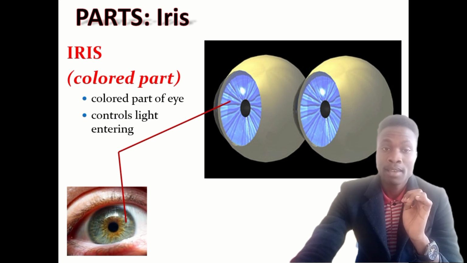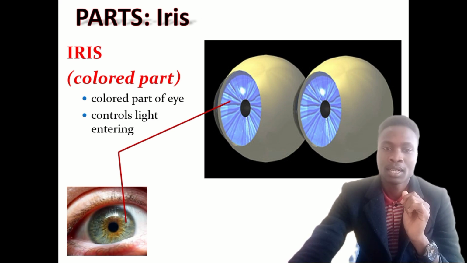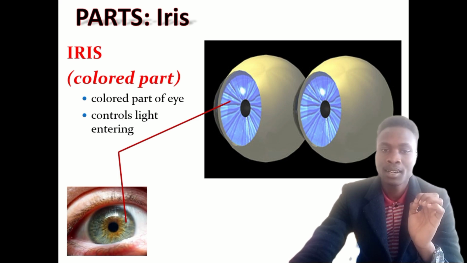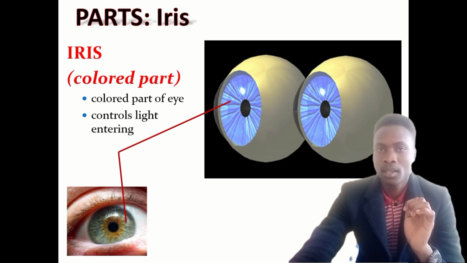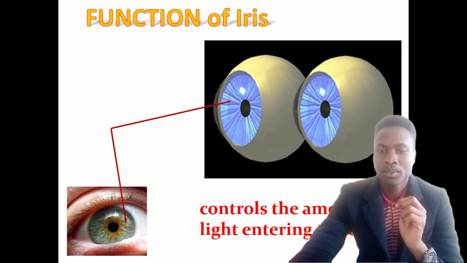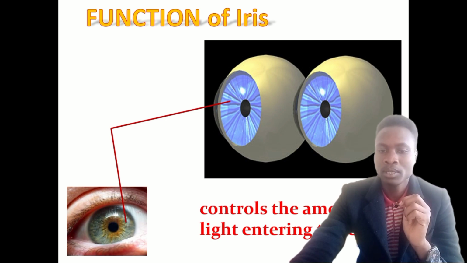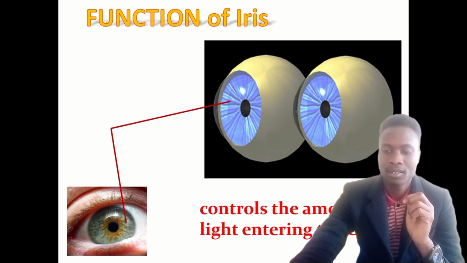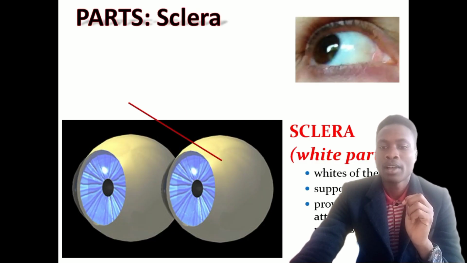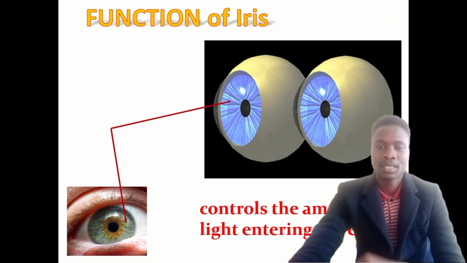The next part is iris. So let's now look at iris. It is the colored part of an eye. It controls light entering the eye. Let's look at its functions. It controls the amount of light entering the eye. That is one of the functions of iris.